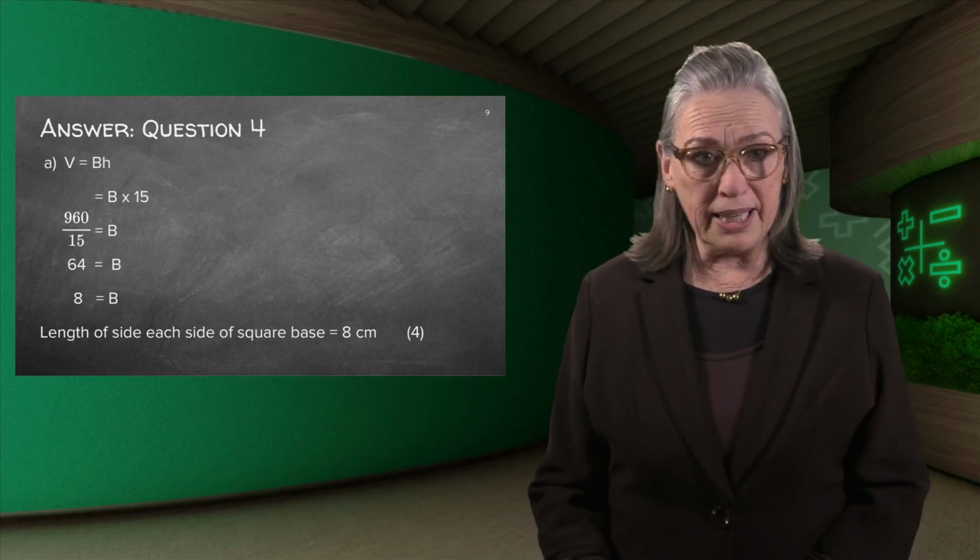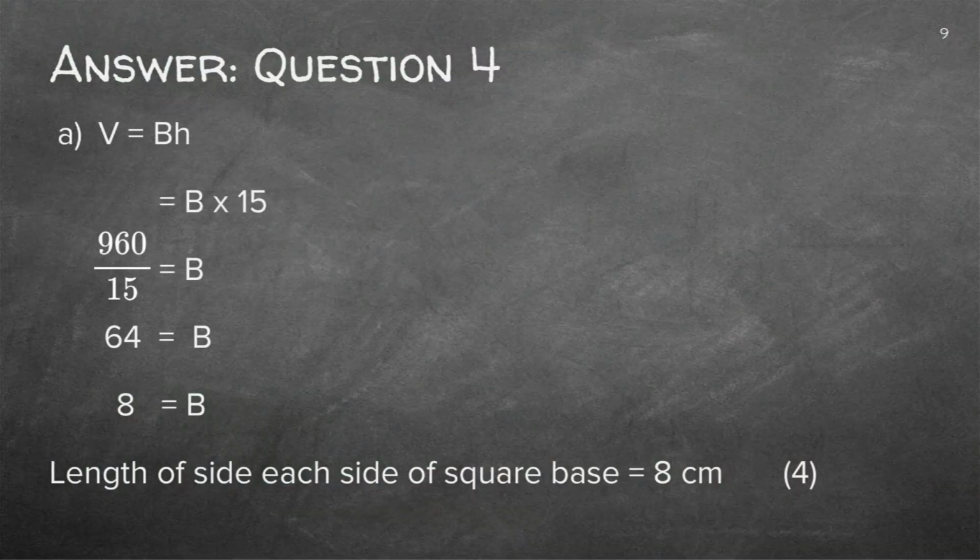So I'm just going to quickly guide you here. Remember, the volume equals base times height. So the height is 15. So we divide the volume because we've got to get the base on the one side. And if we get the answer, we get the square root of that, which is 8. So the length of the side of each of the squares will be 8 centimeters.